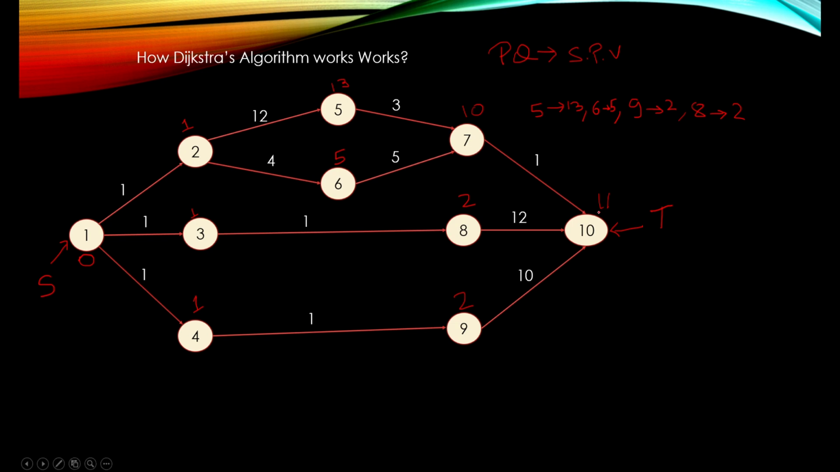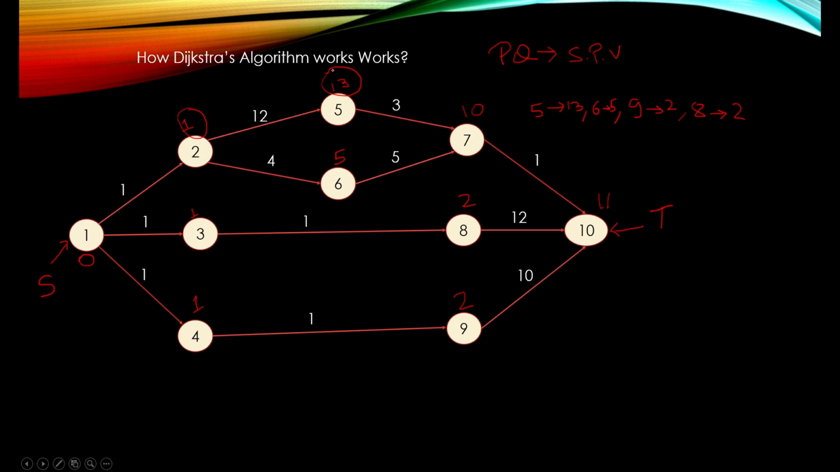So finally the shortest path will be from 0 to 2, 2 to 6, 6 to 7, and 7 to 10. This is the shortest path between the source and target vertex, and each of these weights denotes the shortest path from source to that particular vertex.